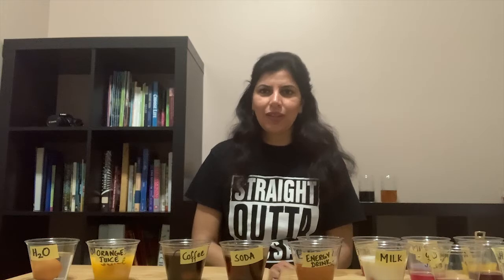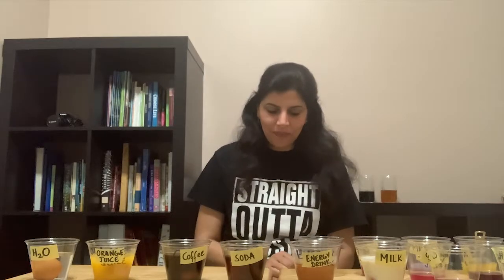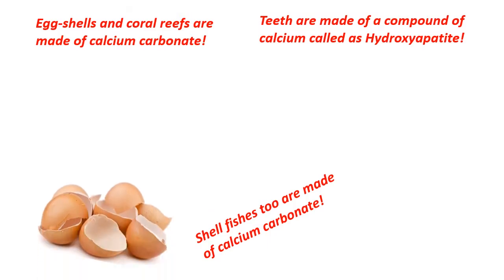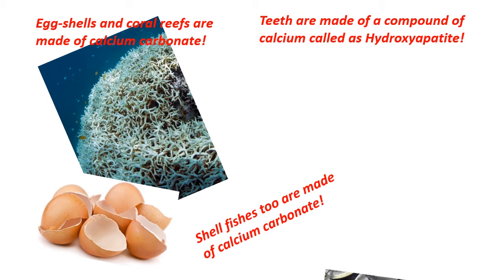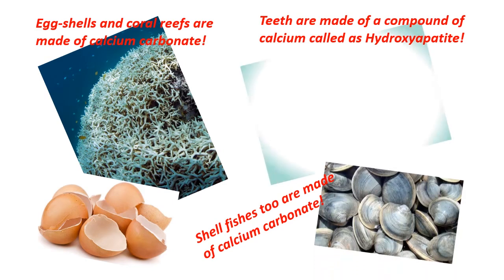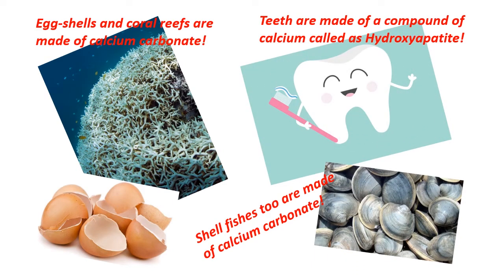Even our teeth are made of a compound of calcium, which is called hydroxyapatite. I know it's kind of a mouthful, but that's the name of the compound that our teeth are made of. So since our teeth, eggshells, and coral reefs, as well as the shells, are made of compounds of calcium, the findings of this experiment can be easily applied to our teeth as well as to coral reefs and shellfishes. So that's the whole idea.